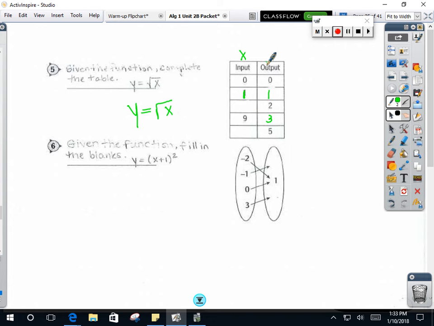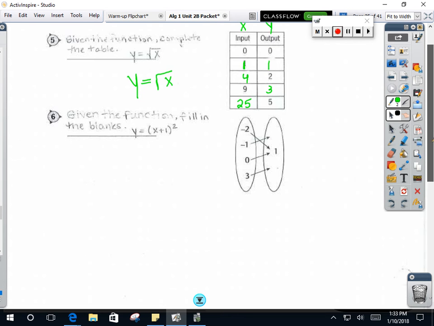Now, you can, if you want to, replace the y with a 2 and solve for x, and replace it with a 5 and solve for x, or you can just use your common sense. The square root of what x value would give you a 2? 4. And then the square root of what x value would give you 5? 25.